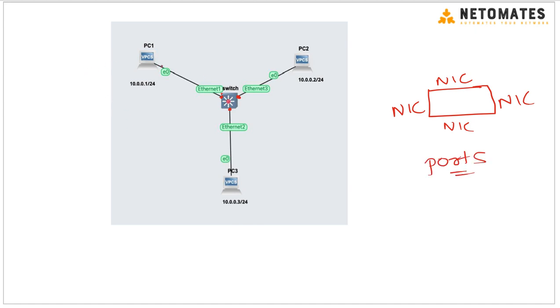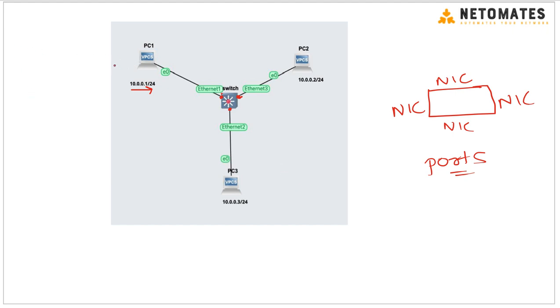From the PC1 network interface card, we have a cable going to the Ethernet 1 port on the switch. PC2 we are connecting to Ethernet 3, or port 3. PC3 we are connecting to port 2. On the PCs we have configured the IP for that network interface card, but on the switch you don't need to configure any IP address. There is no need to configure anything on the switch with the default config.